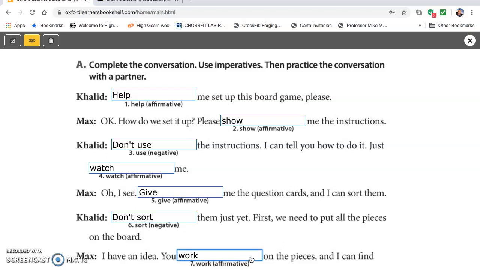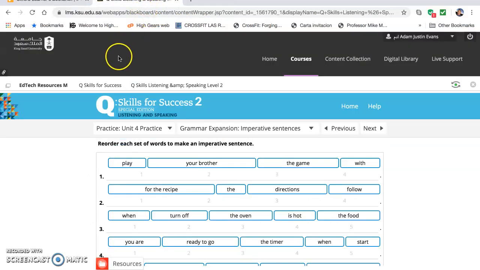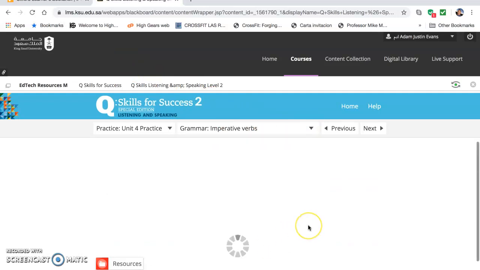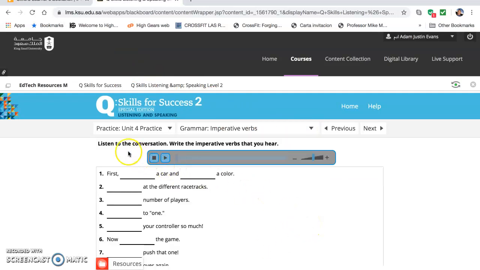Okay, finally, what we're going to do now is go to the LMS, and I'd like you to go to Unit 4 in Q Skills Listening and Speaking, and I'd like you to choose this exercise here. You will have to listen to a conversation and write the imperative verbs that you hear. So you need to click here. You can go back if you've missed something and complete the imperatives as you do that. Pause the video and then try.